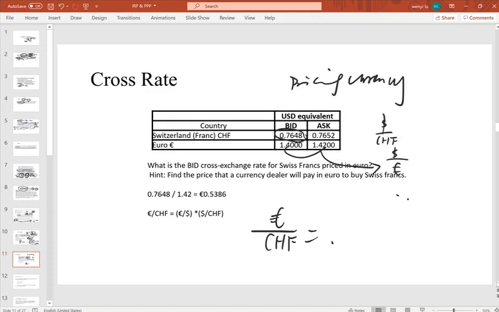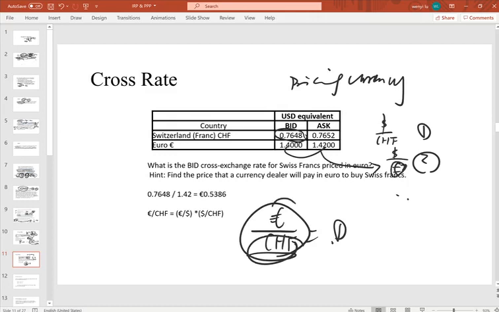Now let's decide whether we need to use division or a product. You can see the Swiss franc is already in the bottom, so it's in the same format as this one, with the Swiss franc in the bottom. But the euros must be in the top, so we need to use division, 1 over 2.